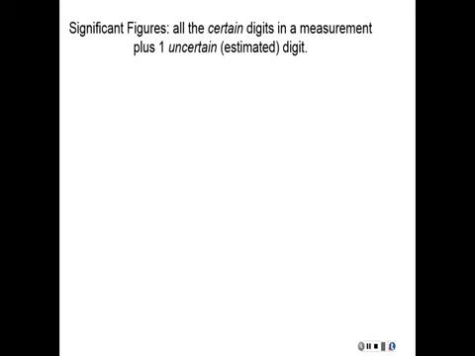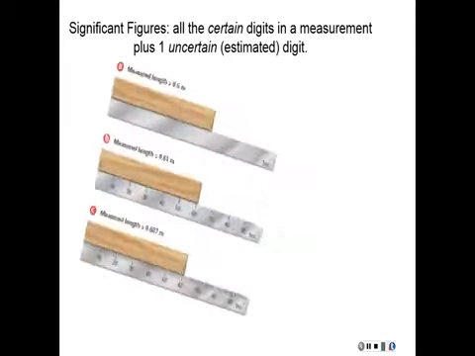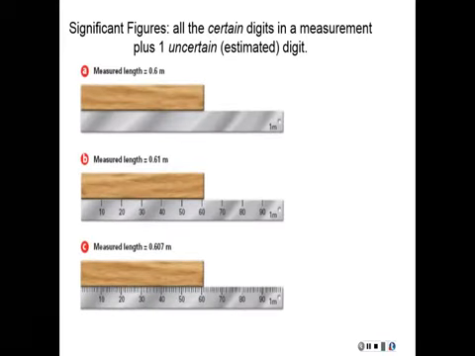And now we're getting into the topic that causes problems for many people, and that's called significant figures. Remember, significant figures only refer to measurements. So all the significant figures will be all the certain digits in a measurement plus one uncertain. And here's an example of that.